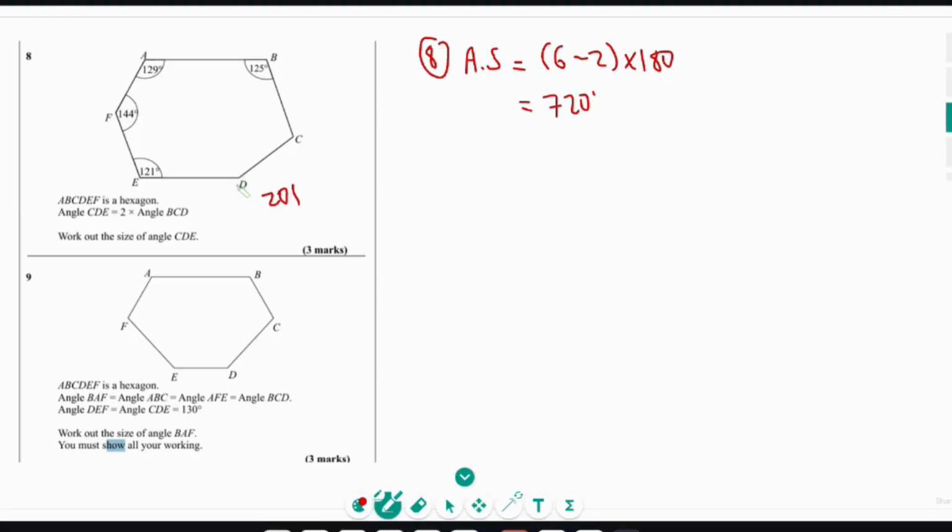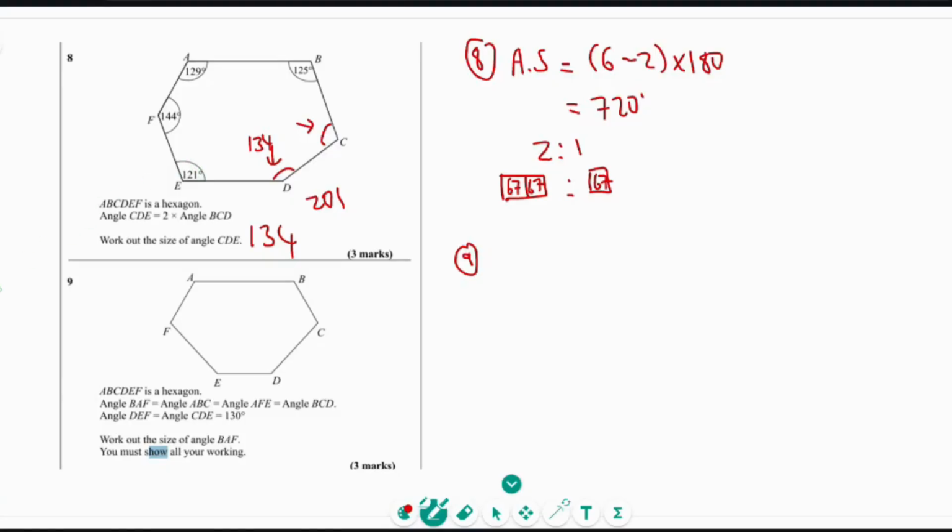There's got to be a split between angle here and here. But we know that angle CDE, this one here, is double this angle here. So they're in the ratio 2 to 1, really. So ratio question, 201 left, sorry, 201 divided by 3 is 67. So each part in your ratio is 67. So 2 times 67 for the larger angle is 134. So CDE is 134.